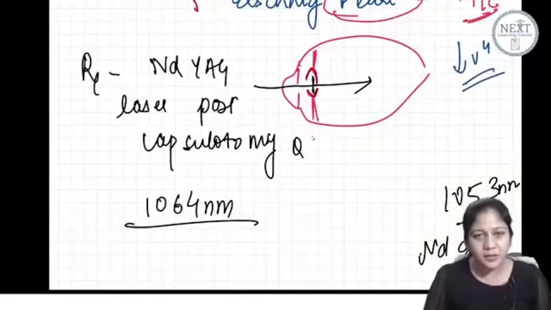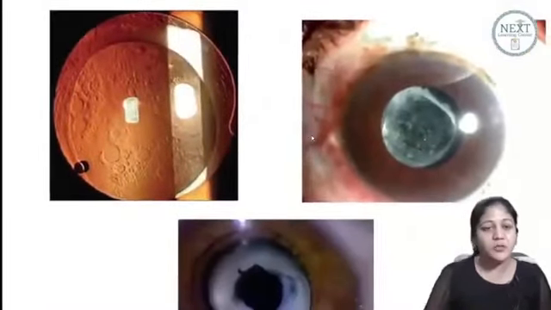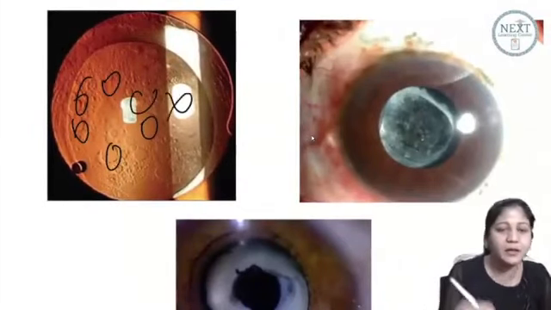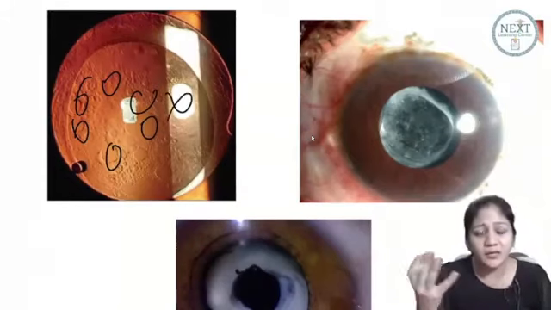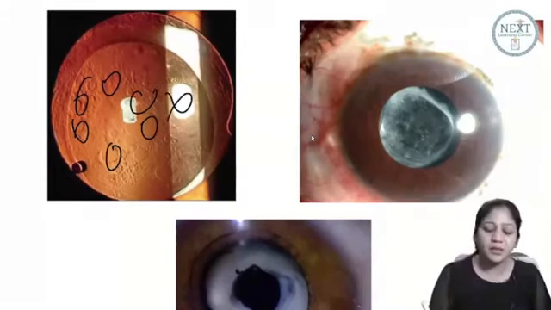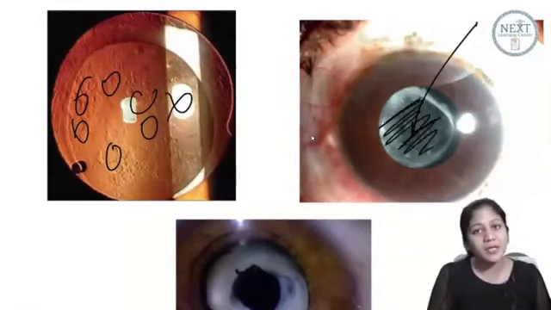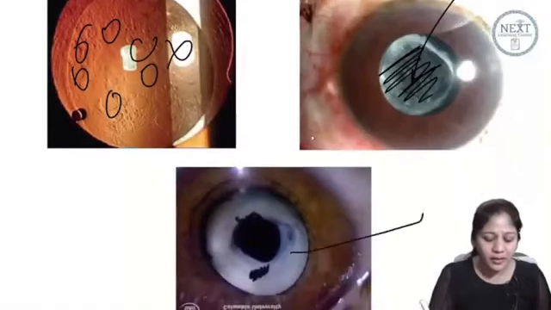Now have a look at the picture so that you have a better idea. Please all of you see. This is the picture of Elschnig pearl. Can you see the posterior capsule has small pearls here? If the patient has this, the vision will not be clear. It should remain transparent. Similarly, this is a PCO. Can you see this has all become fibrous, white? So what will you do? This is your ring form.